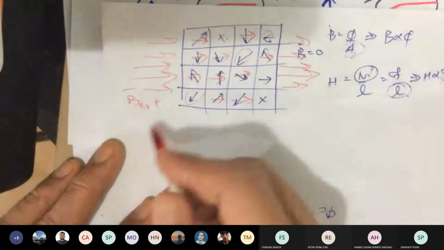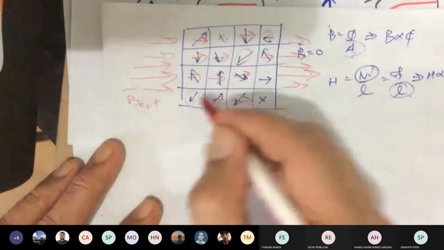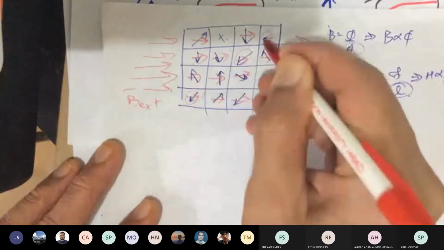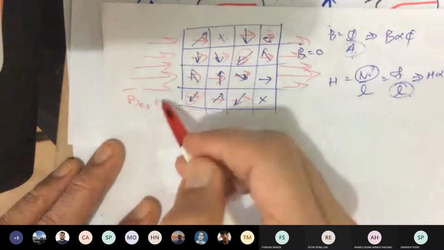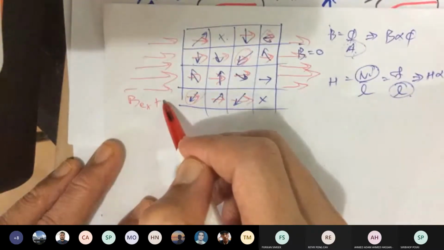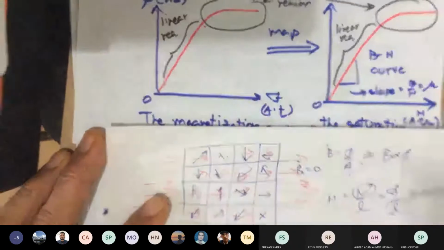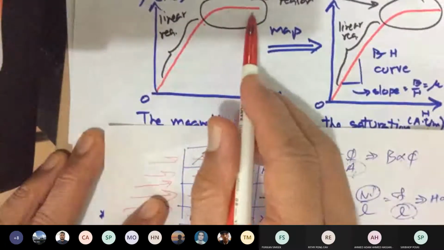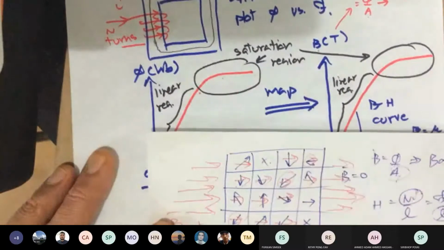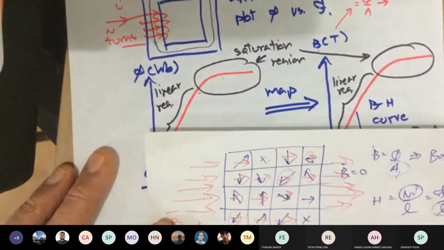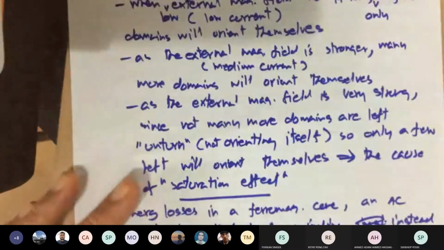And then when I do this even more, assume this guy has already changed. All the domains have changed already, right? I apply even more current, even higher field. I get no increase in phi anymore because all my domains have already changed. This is the reason why saturation occurs. Okay, so you see how that works?